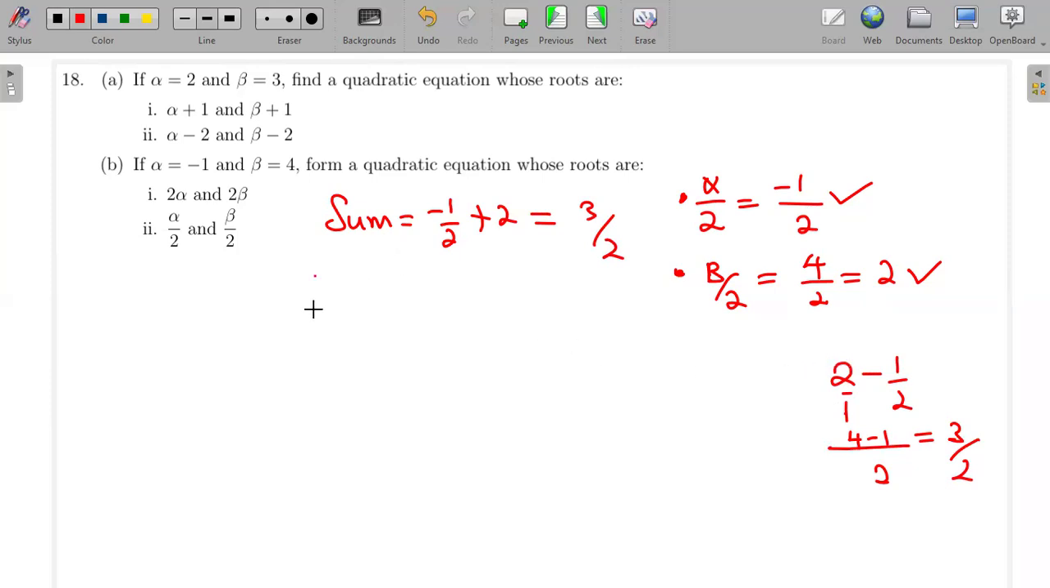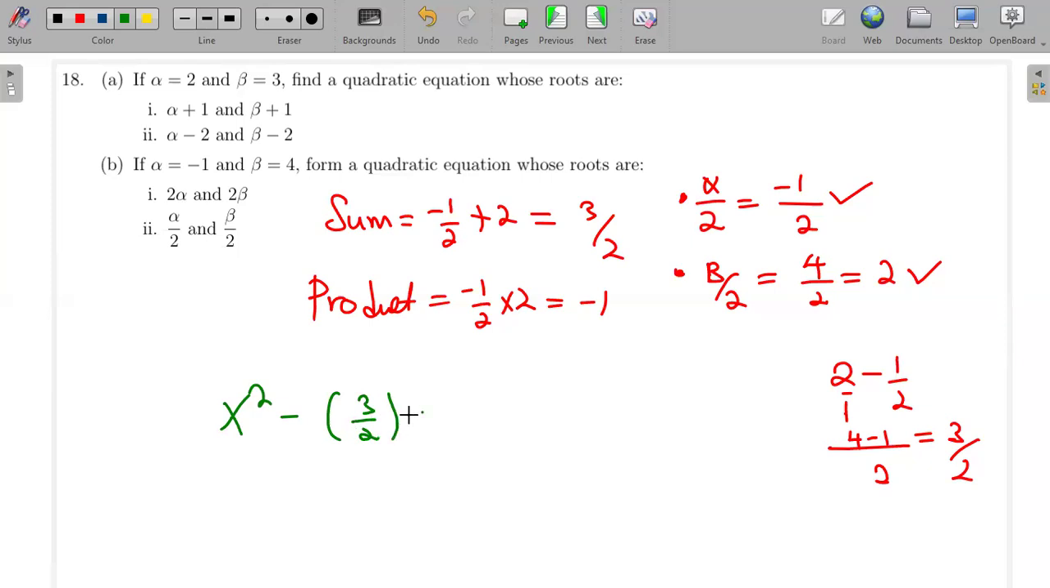And then the product is going to be equal to minus 1 over 2 multiplied by 2. So that will just give me minus 1. So the new quadratic equation will be x squared minus the sum, which is 3 over 2, x, and then plus the product, minus 1, is equal to 0. So this will just be x squared minus 3 over 2 x minus 1 is equal to 0.